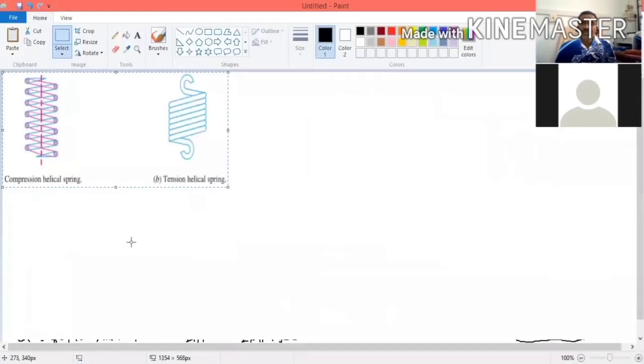Here, what is wire diameter? We take wire diameter as d. This is made up of wire. So this diameter, see, this is the wire diameter.